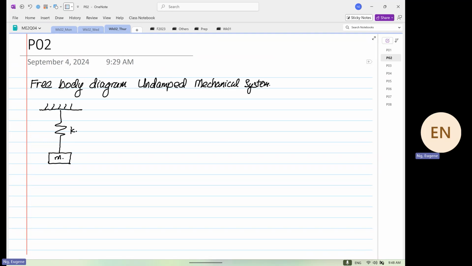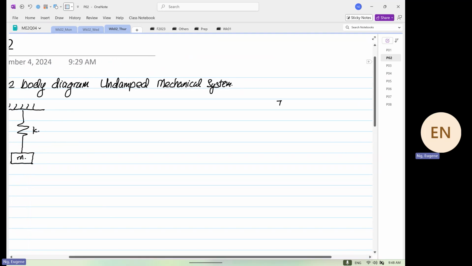So I'm going to tell you what is impossible. It's impossible to have this in a mechanical system. Okay? It's impossible. Why?